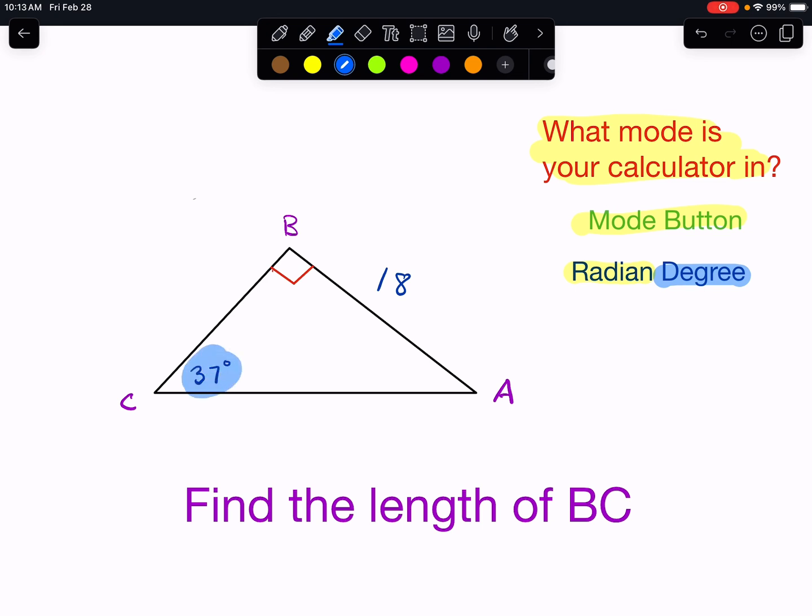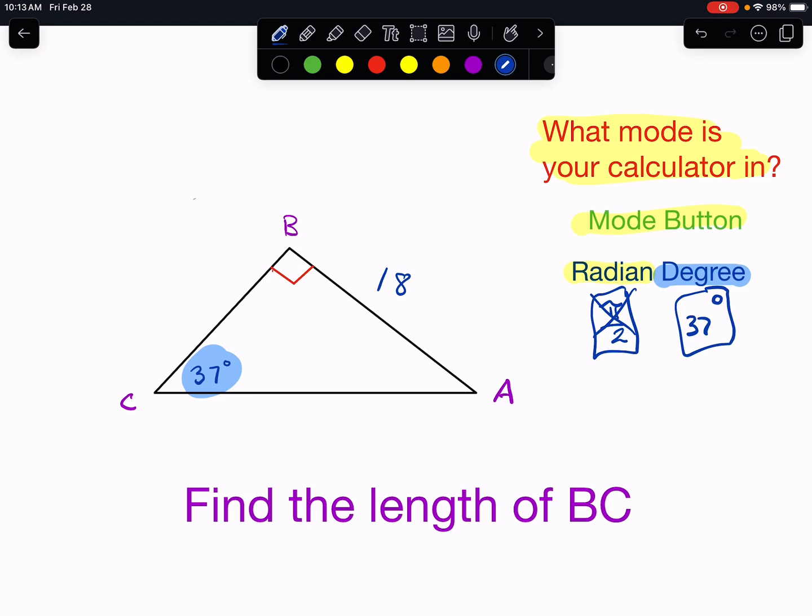We want our calculator to be in degrees. All you do is highlight the word degrees, hit enter, and now you're in degree mode. If you have a problem that has pi's in it for angles, then you're going to be in radians. Degrees will always have that little circle above the number, like 37 degrees. Radians will have a pi value in it, like pi halves. That's how you can tell the difference between a radian measure and a degree measure. This one is in degrees, so we're going to make sure our calculator is in degree mode.